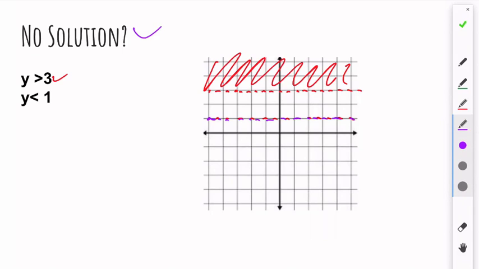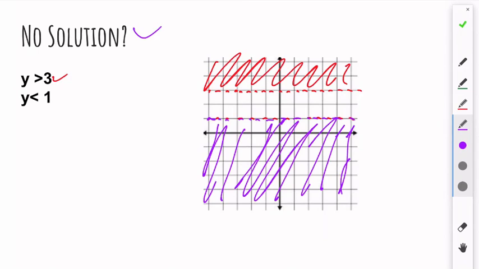And then for the purple one, it says y is less than 1. So it has to be below. So it's down here. So the question here is, is there any place where there's overlap? Because that's where our solutions happen. The answer is no, so there's no solution here. But you still need to graph it, show it, and then write no solution.